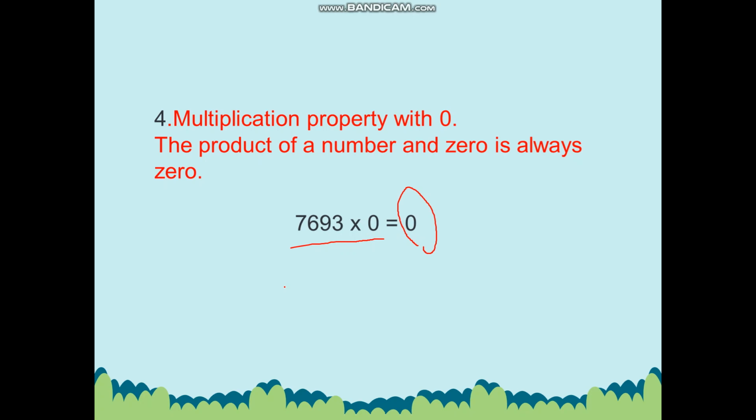So these are the properties of multiplication. I hope that you all have understood what multiplication is.